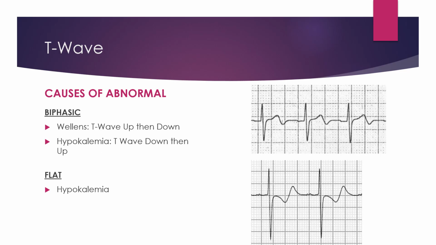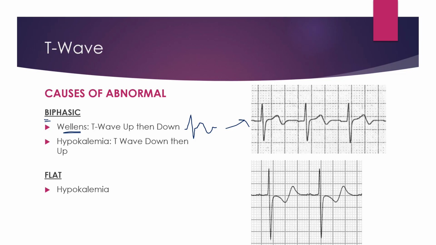All right. Causes of abnormal T waves, based on the shape. Biphasic means that the T wave goes in 2 directions, bi meaning 2. So if you have a T wave that is positive first, so QRS complex, T wave goes up and then down, that is indicative of Wellens sign.